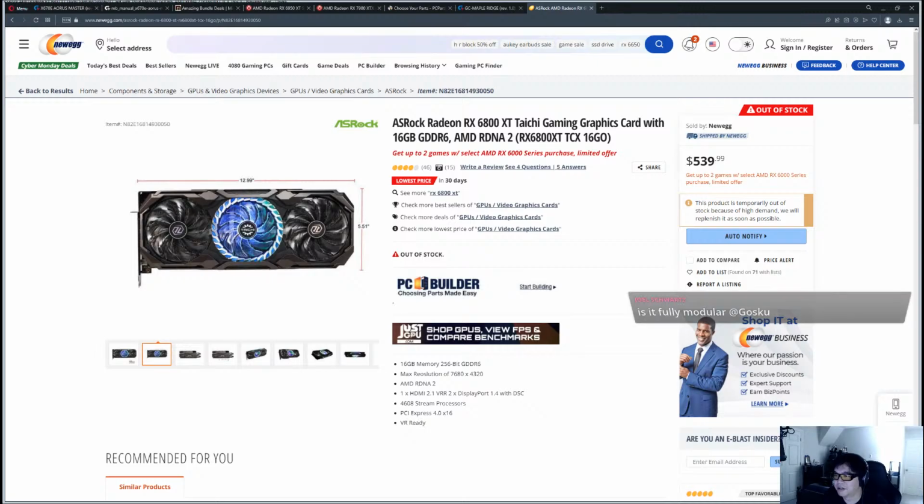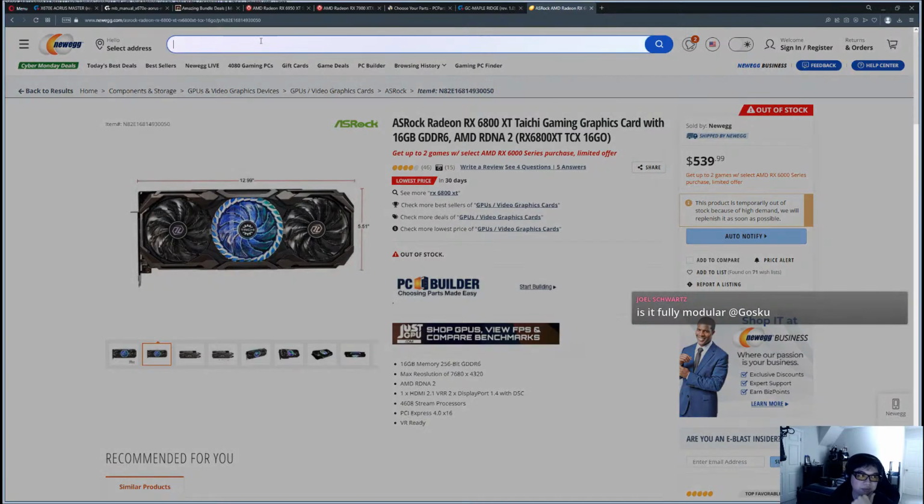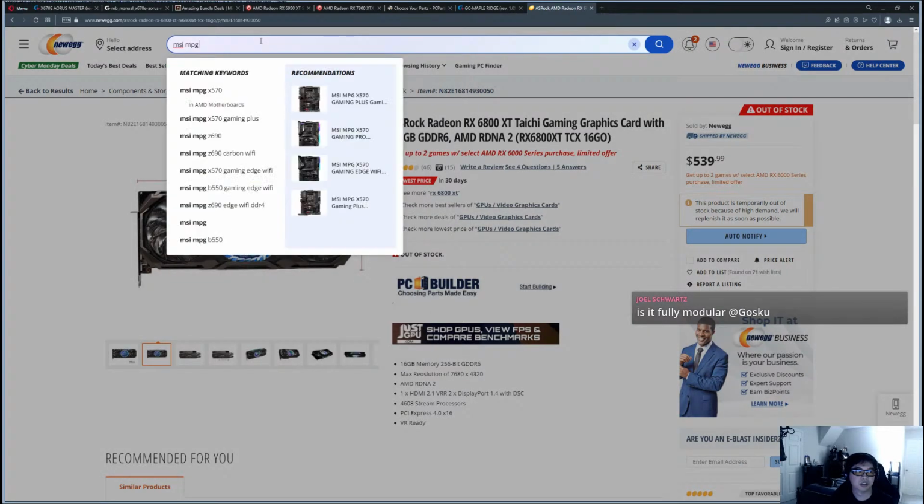Will the Corsair be good? No, look, it depends on... Here, look. MSI MPG... what was the number?